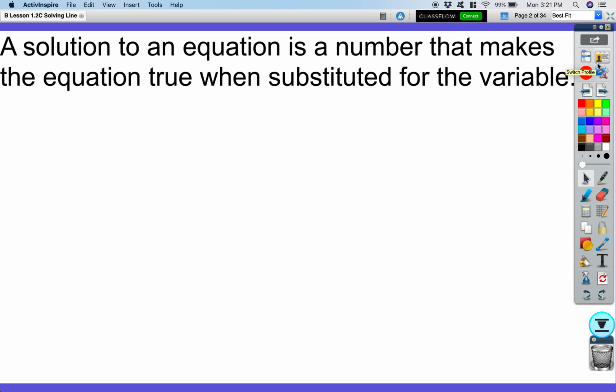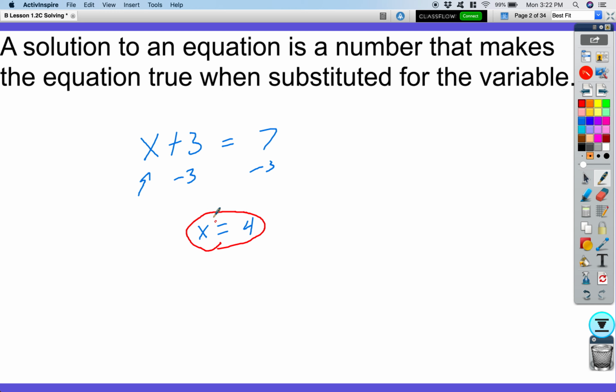First thing, it says a solution to an equation is a number that makes the equation true when substituting in for the variable. So what this means is, imagine I have something like x plus 3 equals 7. It is saying there is one and only one number that I can plug in for x to make this a true statement. To figure that out, we would just subtract 3 on both sides to get x equals 4. That means the one and only one number I can plug into x would be 4 to make this a true statement. And lo and behold, 4 plus 3 is equal to 7. That's all this is saying.